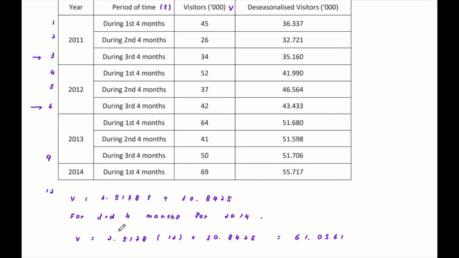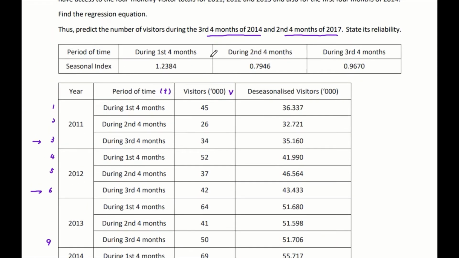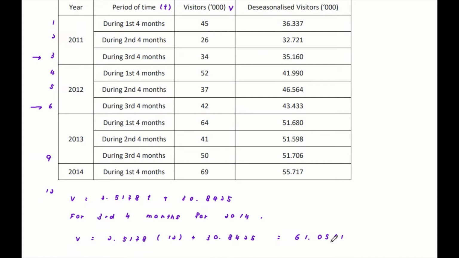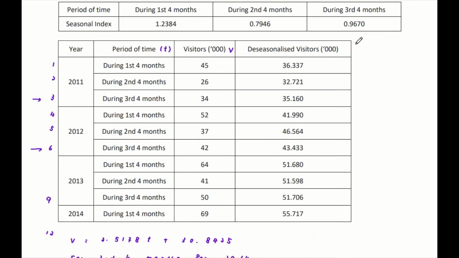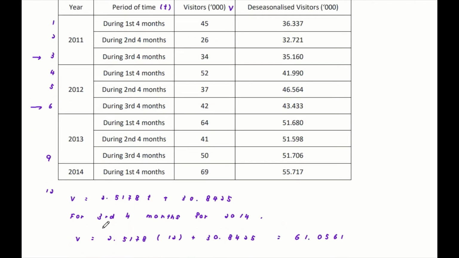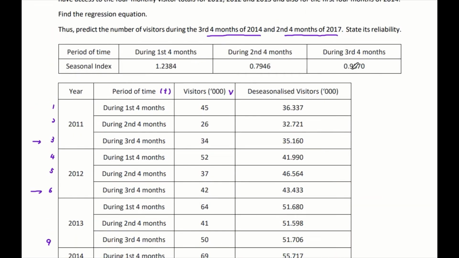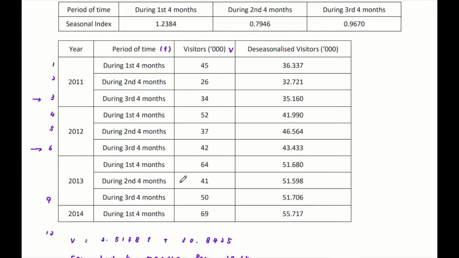Because we know that, for example, for the third 4 months, you can see that the seasonal index is 0.9670. Which means the performance during the third 4 months is generally slightly lower than the average that you have. So you need to multiply by the seasonal index so that you get a much more meaningful prediction. In this case, you are predicting for the third 4 months, so we are going to use the seasonal index for the third 4 months. So just multiply the seasonal index.